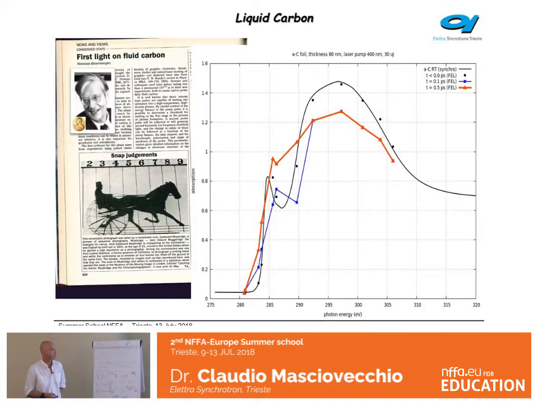Okay, so let's keep on carbon, because graphite is carbon, and Nicholas Bloembergen. He was writing a News and Views in Nature entitled First Light on Fluid Carbon. Okay, this work basically was using data taken and published in Physical Review B in the same year by the group of this guy here. And the idea was to do pump and probe measurement on carbon using a tabletop laser. So you pump with one pulse and you probe the evolution in time with a second pulse.